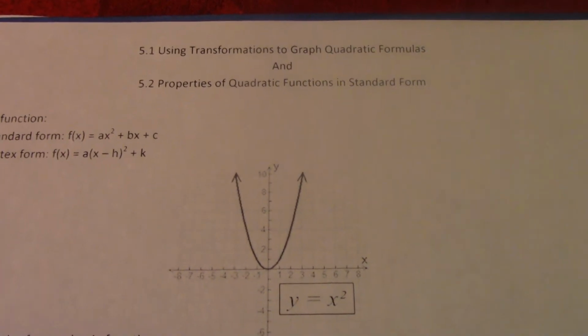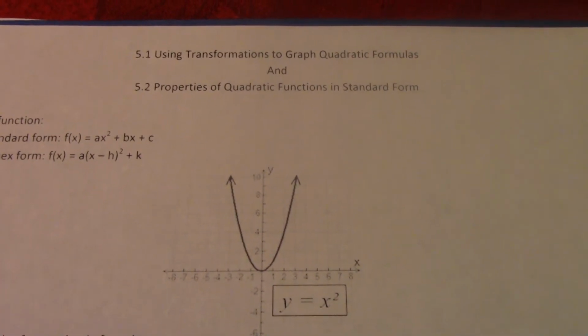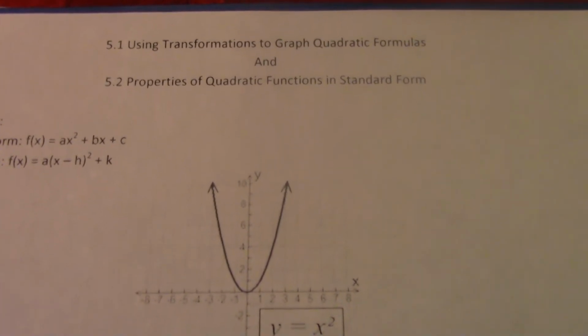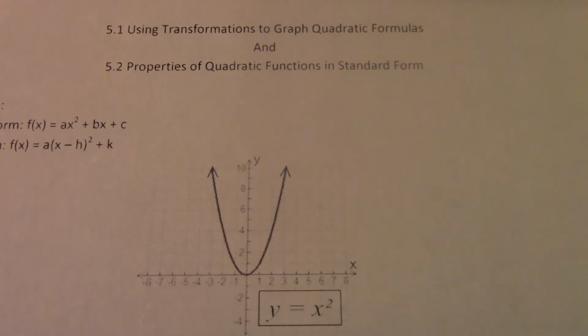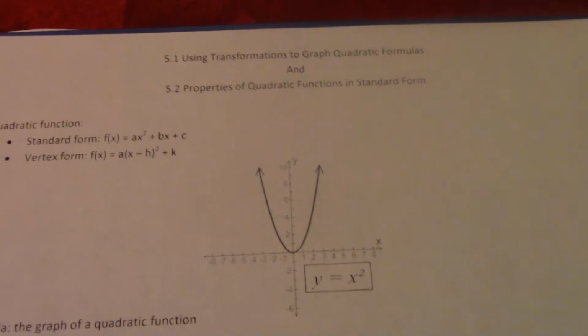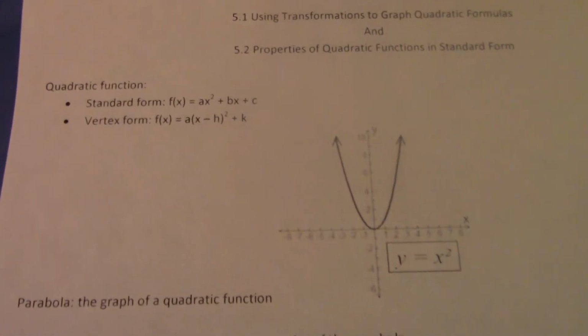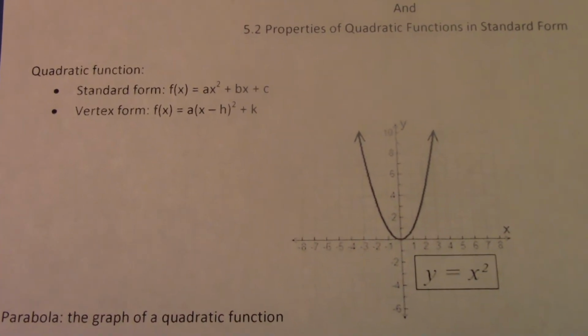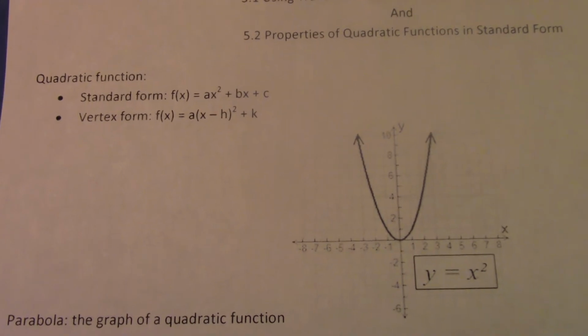Today we are talking about 5.1, using transformations to graph quadratic functions, and 5.2, properties of quadratic functions in standard form. So we're going to combine these two over the next few days. Okay, so we have a quadratic function. Standard form is that top one there. You have seen standard form since we've been factoring.